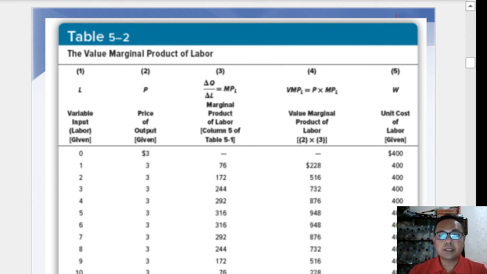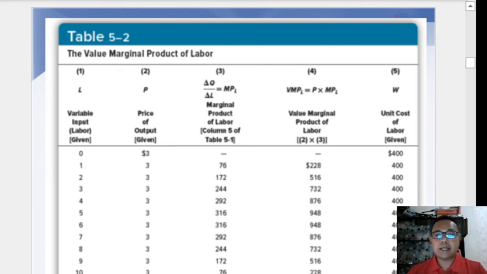However, careful inspection of the table shows that the second worker will add 116 in value above her or his cost. So if the first worker is not hired, the second will not be hired. In fact, each worker between the second and the ninth produces additional output whose value exceeds the cost of hiring the workers. So it is profitable to hire a unit of labor so long as the VMPL is greater than 400.